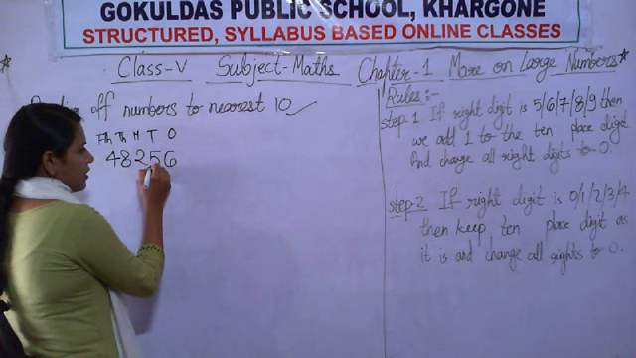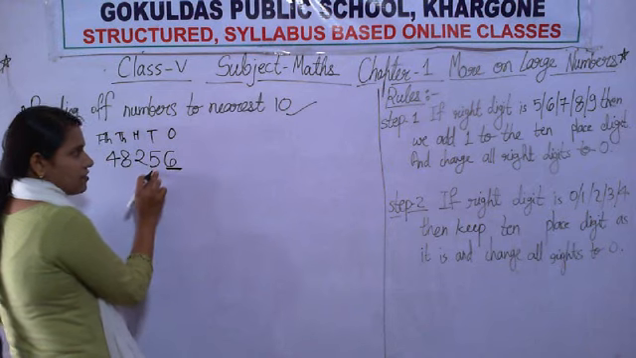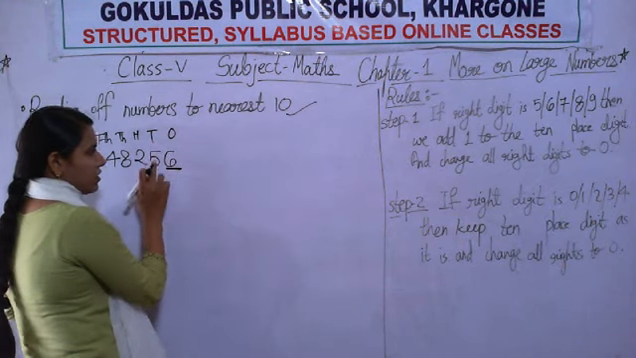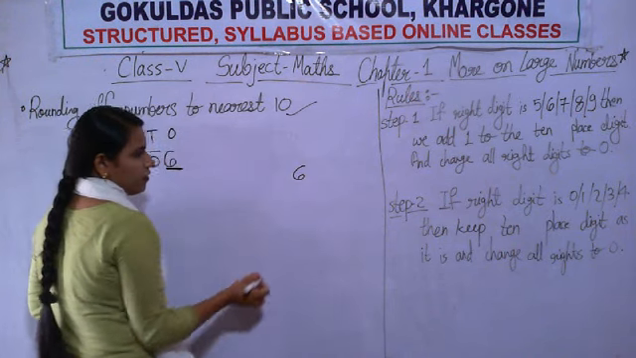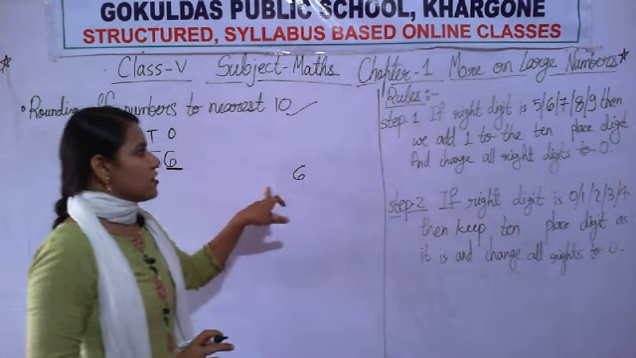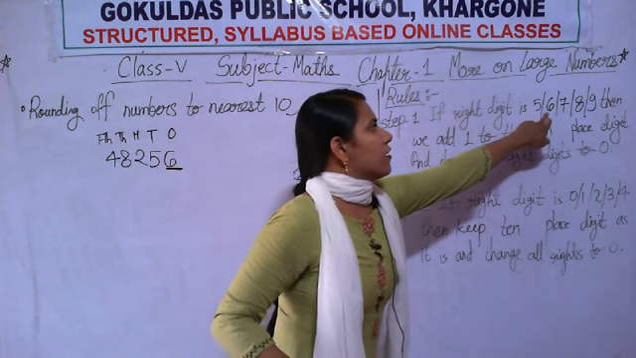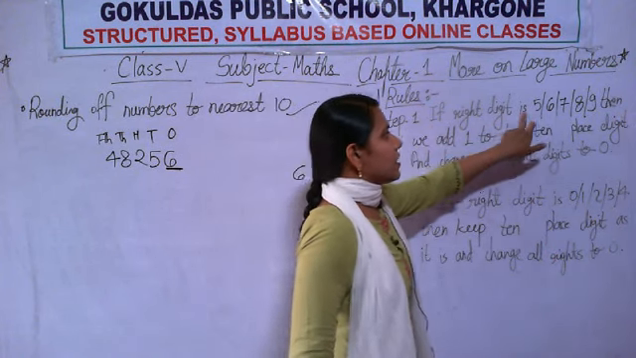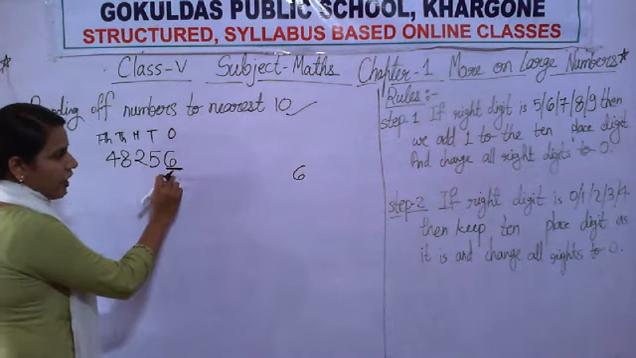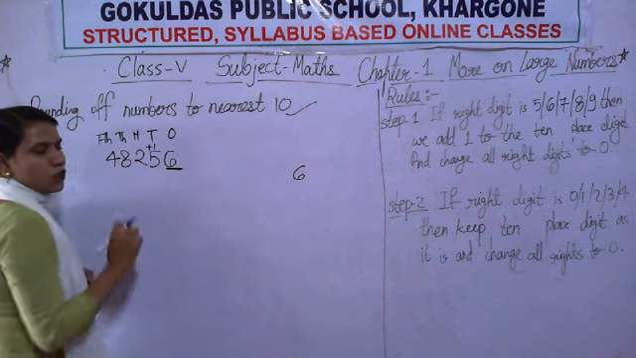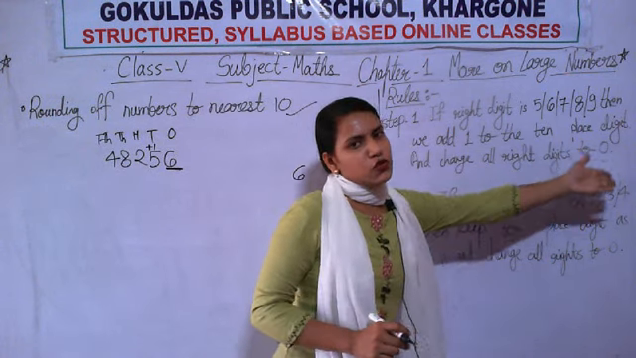You will check just the right digit of the tens place. It is tens place, you are rounding the number to nearest 10, so you will check just the right of the tens place. So 6 is there. So 6 is coming in which rule? In rule number 1, step 1 or step 2? It is coming in step 1, right here. So read: if the right digit is 6, then we add 1 to the tens place digit. So our right digit is 6, so you will add 1 to the tens place, and change all right digits to 0.